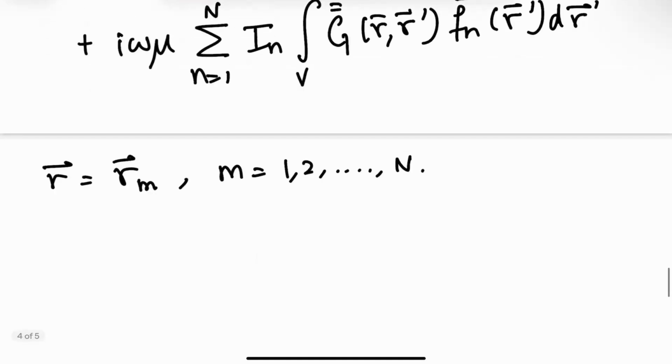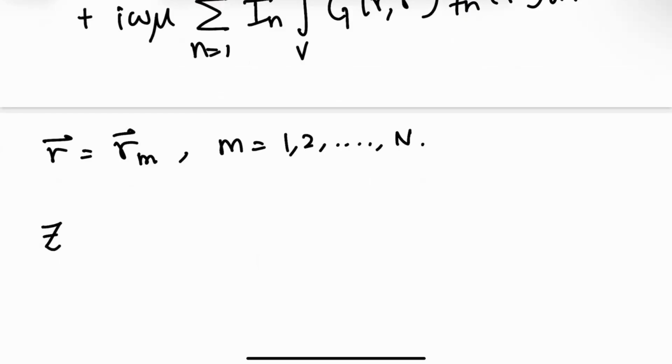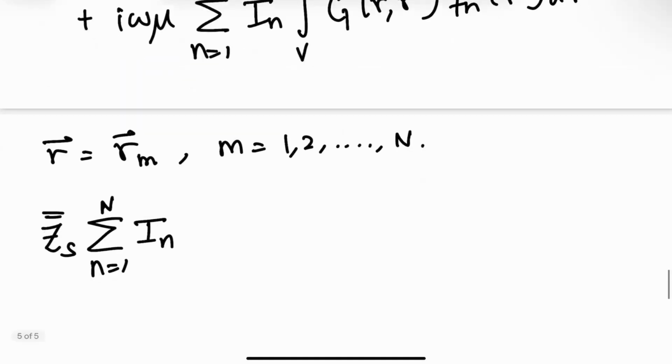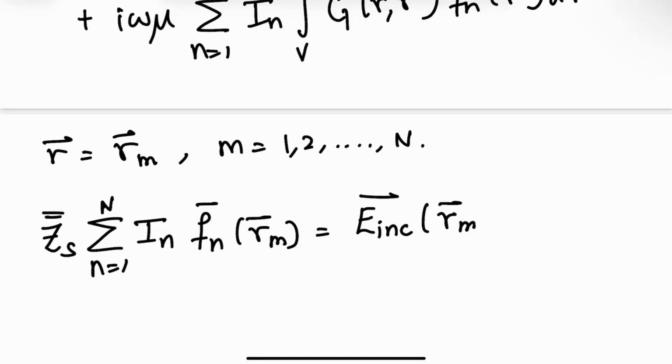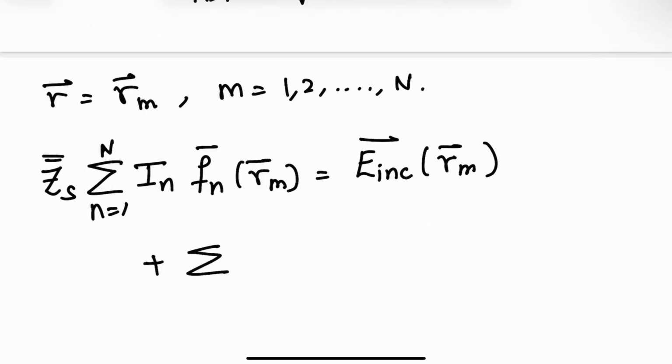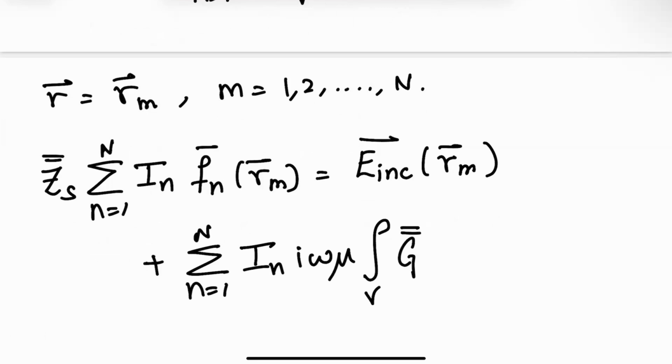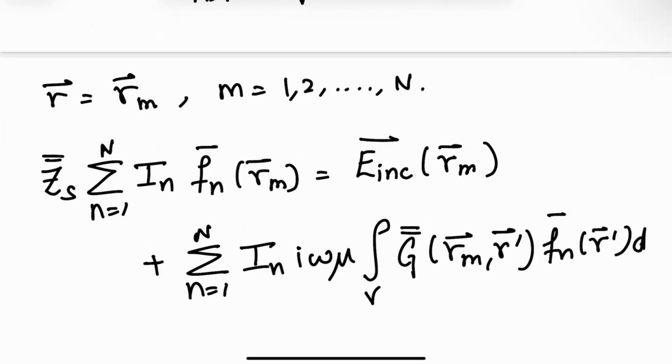So on the left-hand side, I have Zs times the summation n equal to 1 to N, In fn(rm), is equal to E incident evaluated at rm, plus the summation n equal to 1 to N, In i omega mu times the volume integral of G(rm, r') fn(r') dr'.